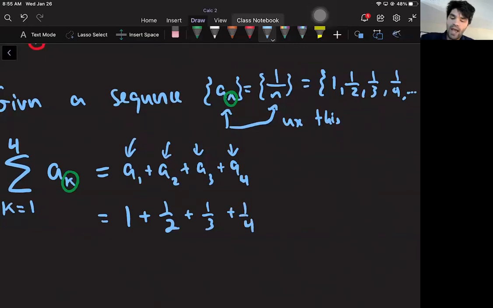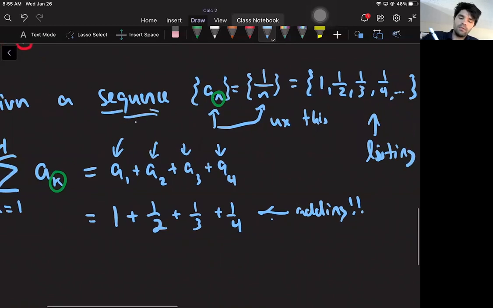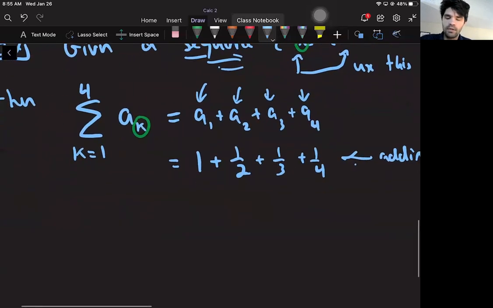So the difference here is we're adding. Again, it's all about adding for series. And here we're just listing. That's why it's just a sequence. Okay, so that's the sequence over there, which is just a list. The series, this is not technically the series yet. This is still leading up to the series, but the series has to do with adding.